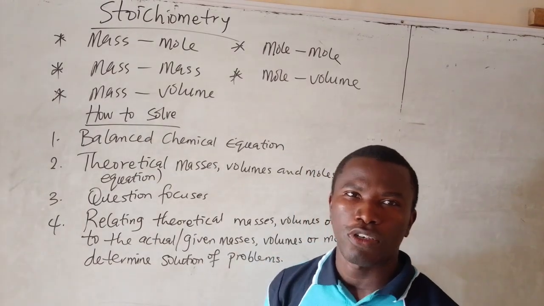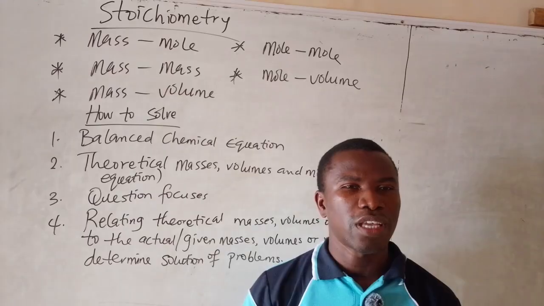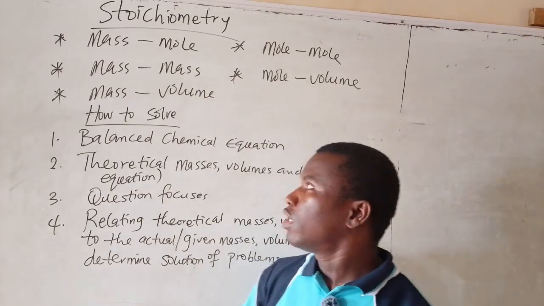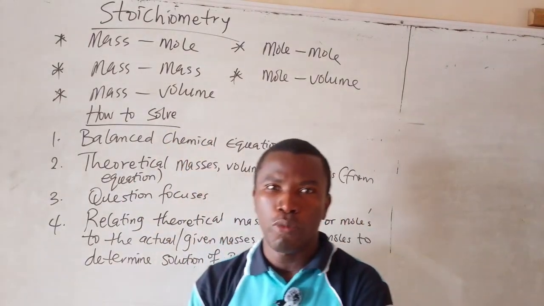There are other aspects of stoichiometry that also have to do with acid, base, titration, and all those things that involve acid and base operation. Now, how do we solve stoichiometry?